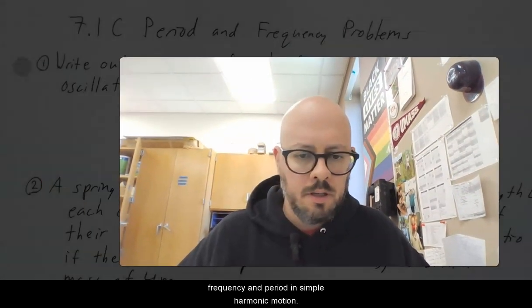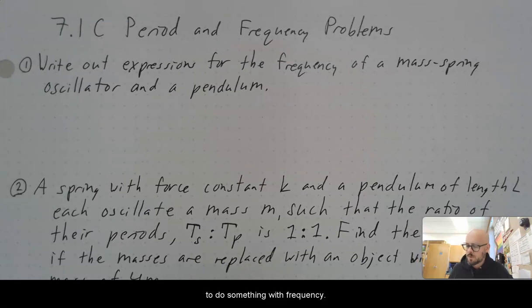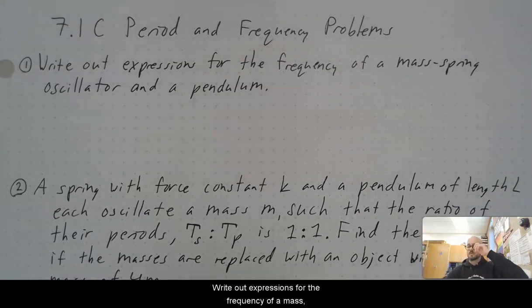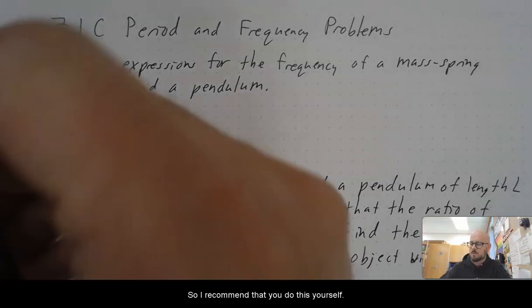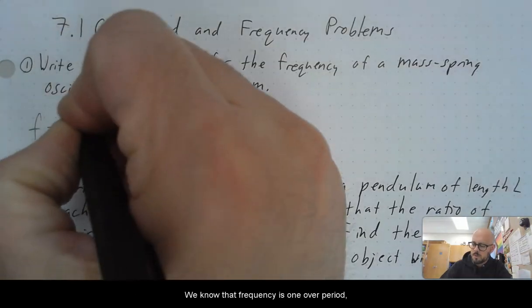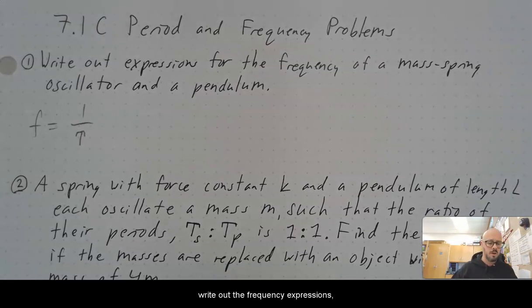All right, folks, let's jump into some problems having to do with frequency and period in simple harmonic motion. This first one is really just because I wanted you to have to do something with frequency. Write out expressions for the frequency of a mass spring oscillator and a pendulum. So I recommend that you do this yourself. We know that frequency is 1 over period. So I would challenge you to pause the video, write out the frequency expressions, and then check your answers.